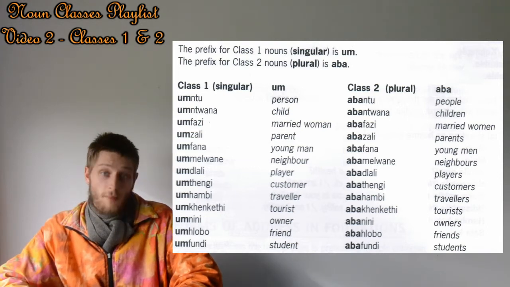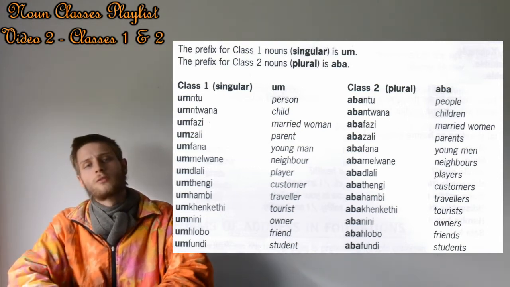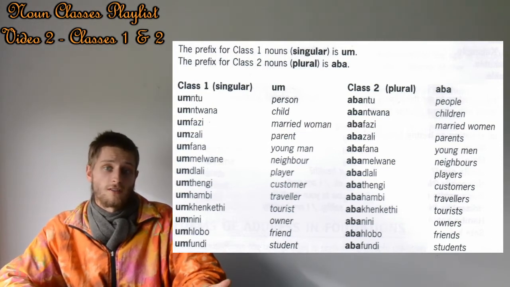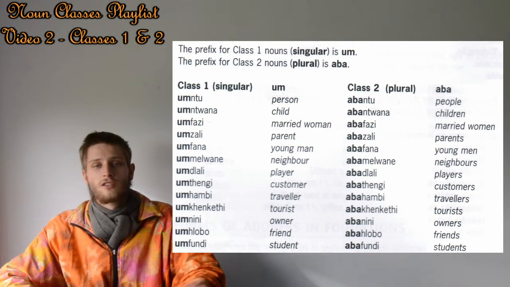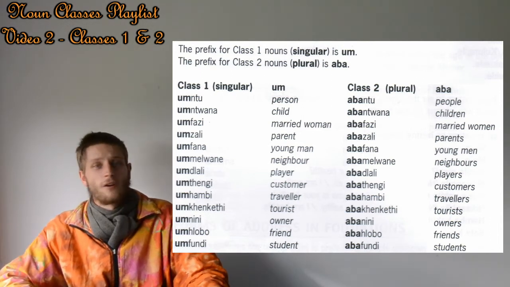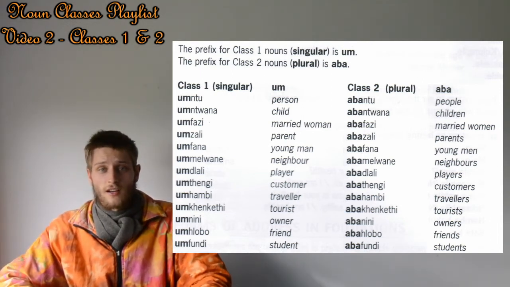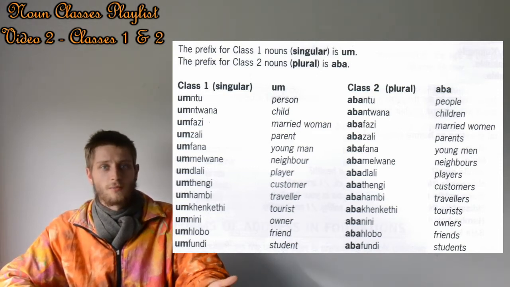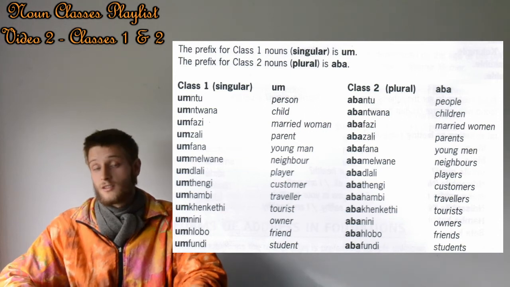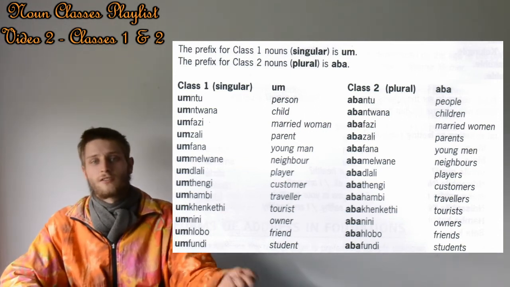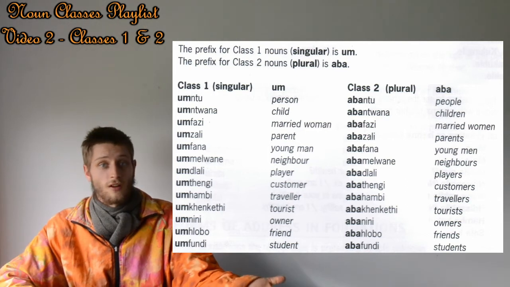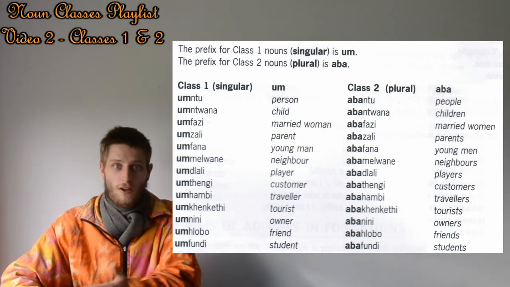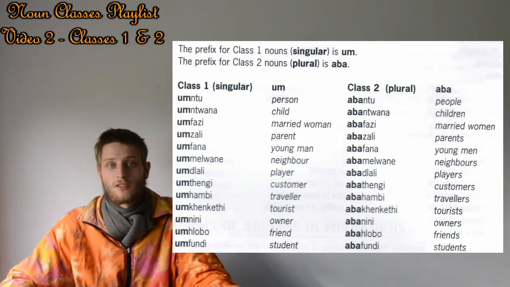Okay, so classes 1 and 2. These two classes go together. Class 1 is a singular class and class 2 is a plural class. This is something completely different to English, guys. isiXhosa has noun classes, whereas in English there's just nouns, proper nouns, pronouns, etc. Here, they classify certain nouns into certain classes, and there are various ways that they categorize them, and you'll see as we go along what some of these trends are.